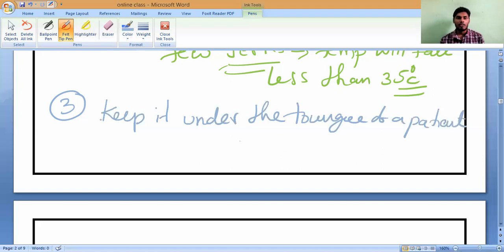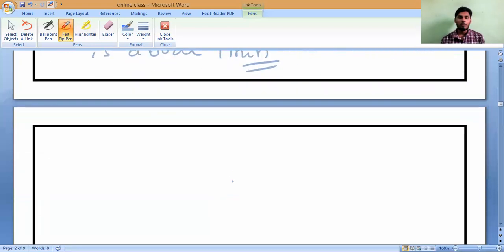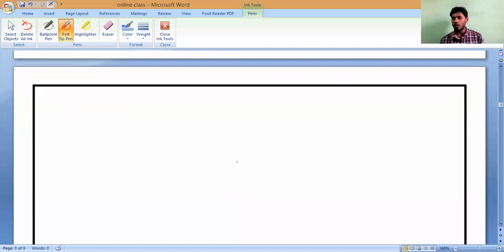How much time should the thermometer stay under the tongue of a patient? About 1 minute. That is point number 3, which you have to remember. So now, after keeping it for 1 minute, what should we do?